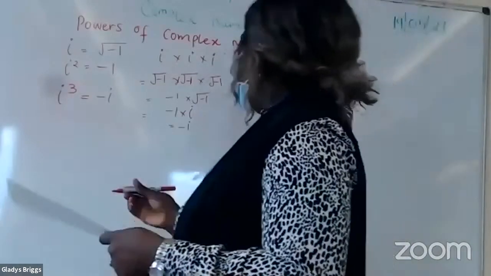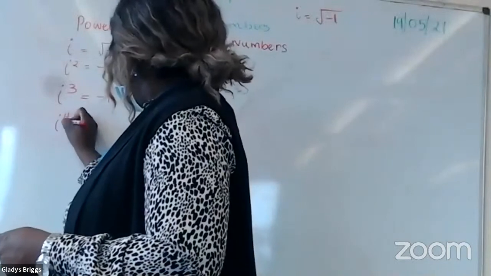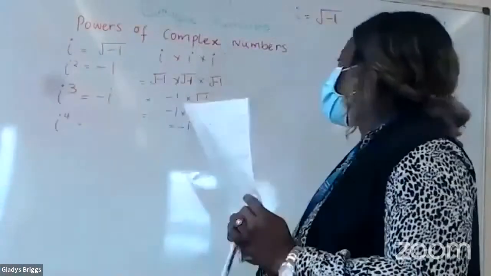Okay, right. So the next one is i to the power of 4. Let's do that one. That one is straightforward. It's 1.